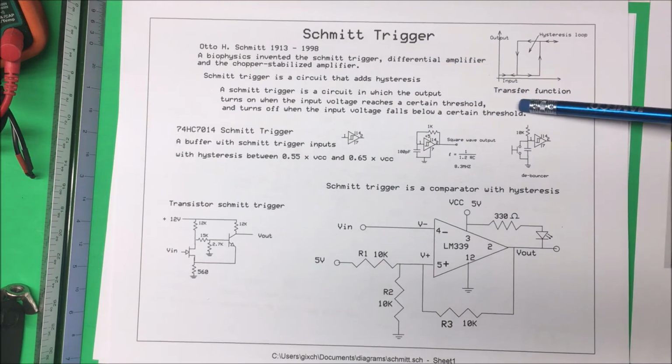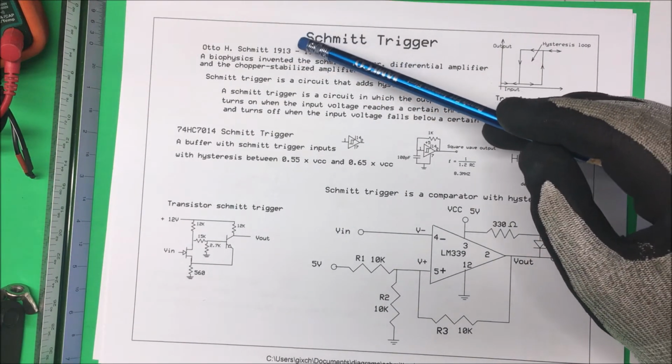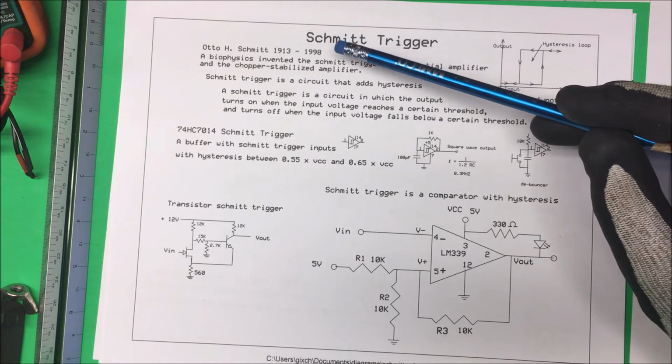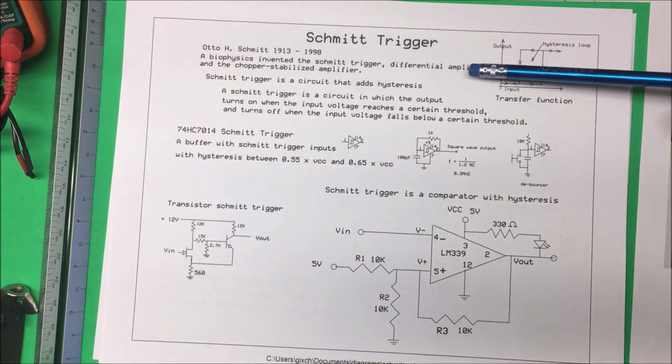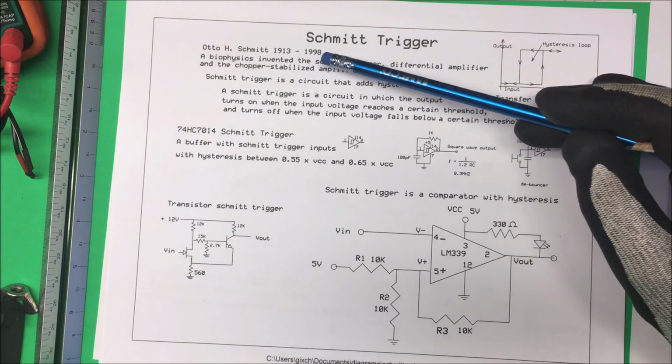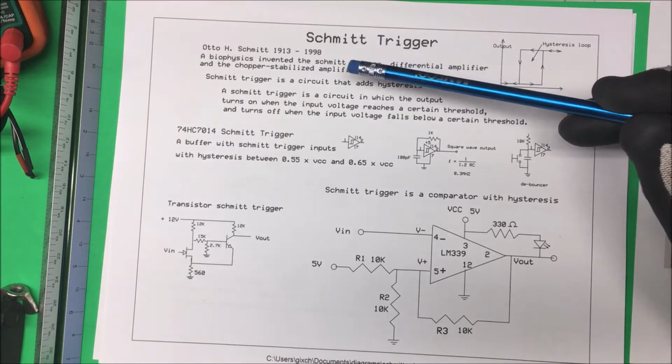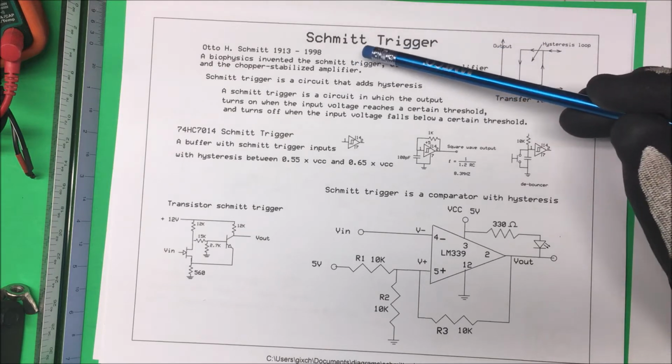Let's take a look at a Schmitt Trigger. Now, Otto H. Schmitt, who was born in 1913 and died in 1998, was a biophysicist, and he invented the Schmitt Trigger, a differential amplifier, and the chopper stabilized amplifier. Being a biophysicist, he worked with electrical impulses and nerves, but he invented the Schmitt Trigger.